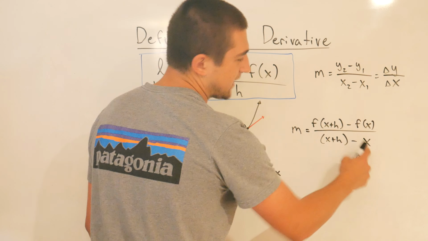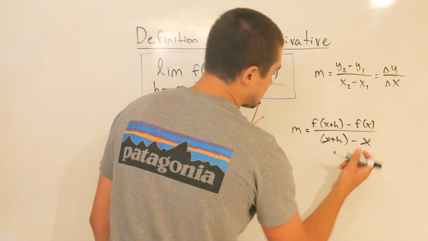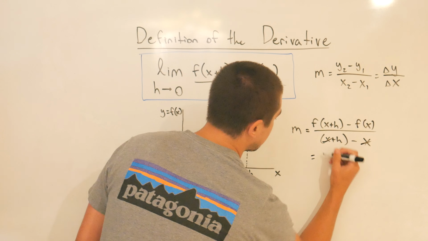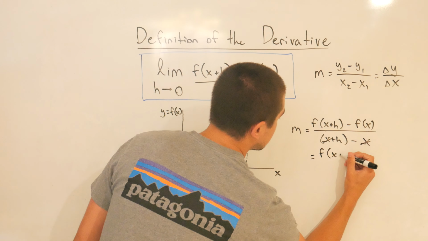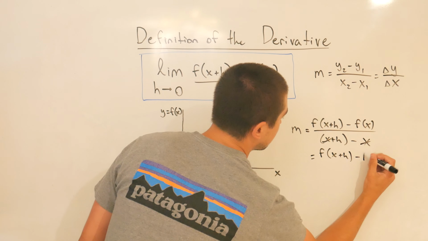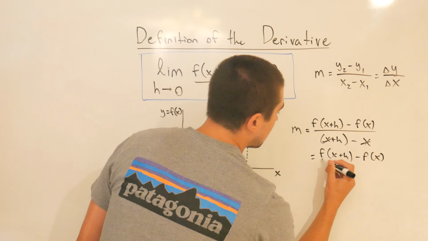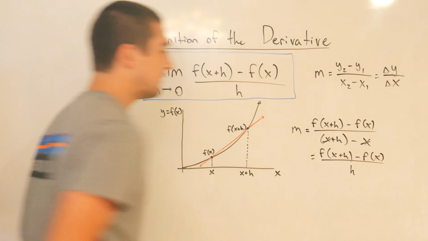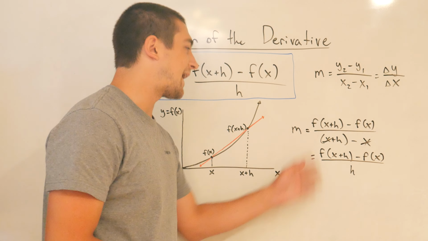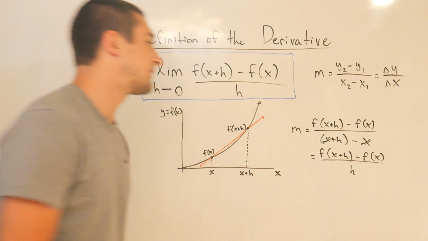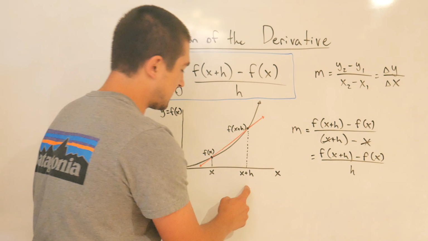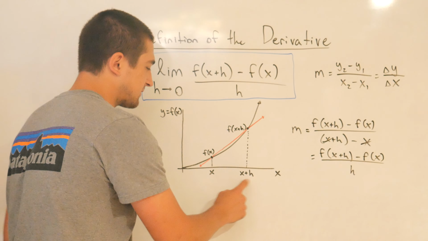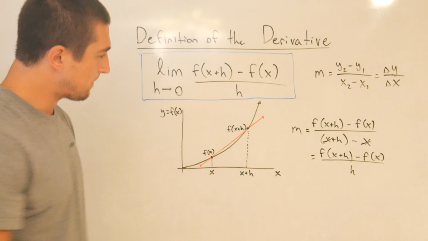And x plus h minus x is just h, so this simplifies to f of x plus h minus f of x over h. Okay? So now we have the average slope between any 2 points that have a difference in the x value of h. We're just adding h to the second point.